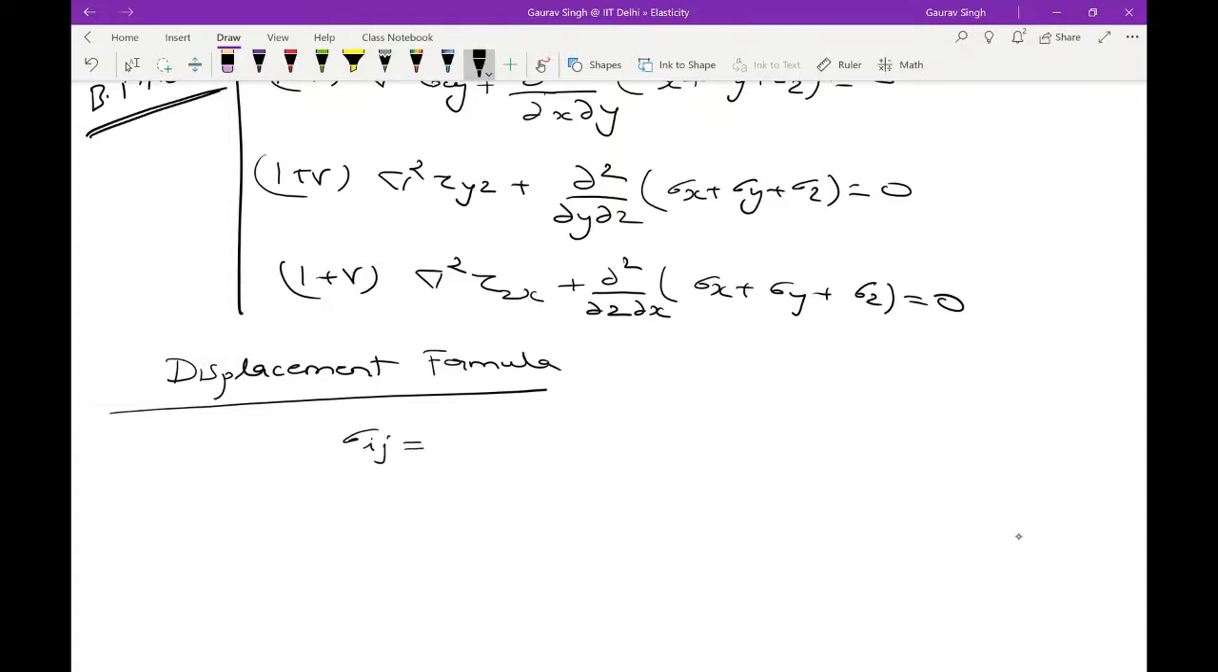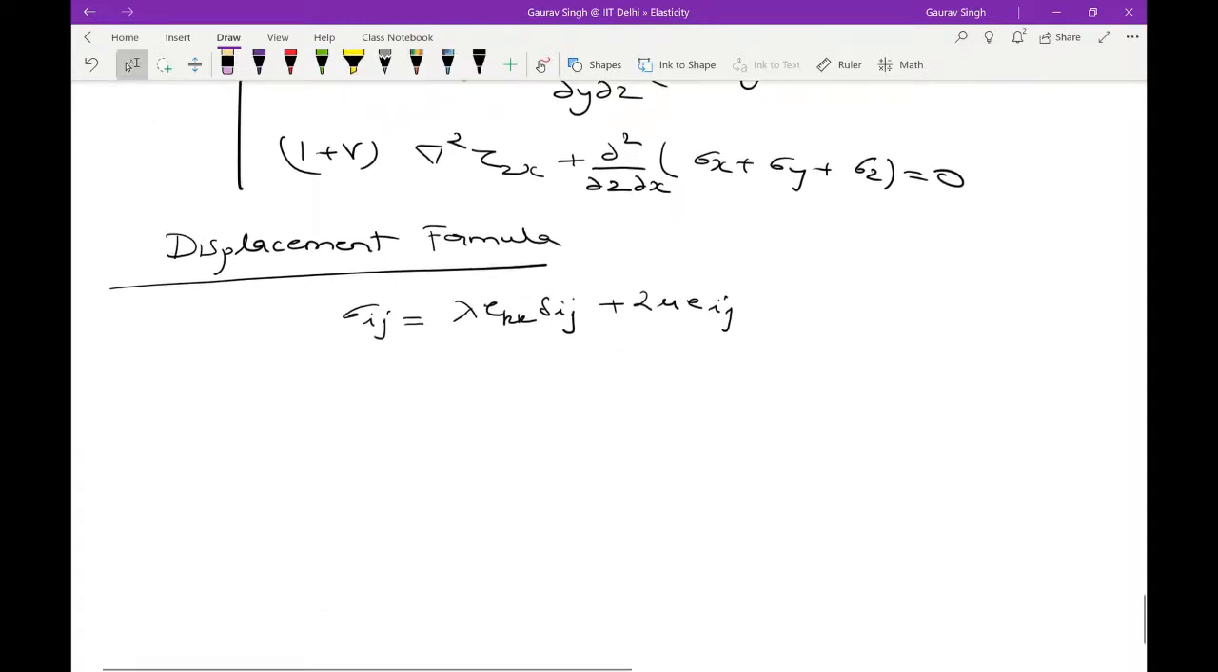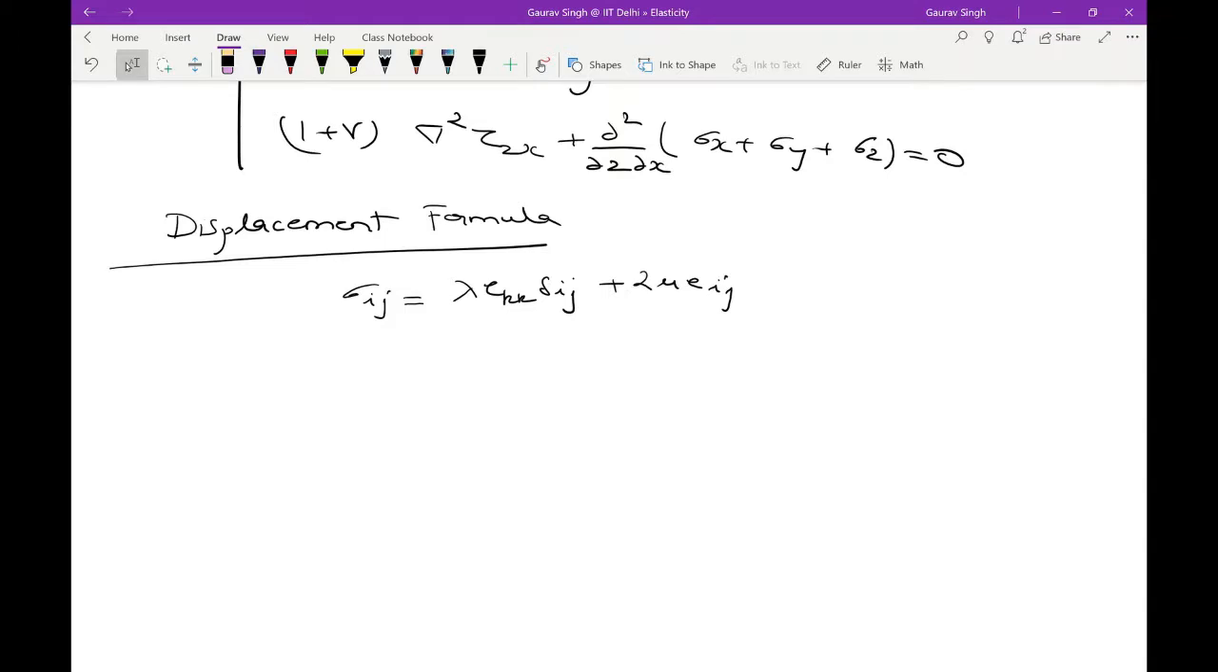Sigma ij is equal to, what would that be? Lambda. Let's just check before, because one small error means a lot of time lost. Okay, so sigma ij is lambda e_kk delta ij plus 2 mu e_ij. Now we start with Hooke's law for an isotropic, linear elastic solid, and the objective is to get rid of all the stresses everywhere and convert the final thing only in terms of displacements.